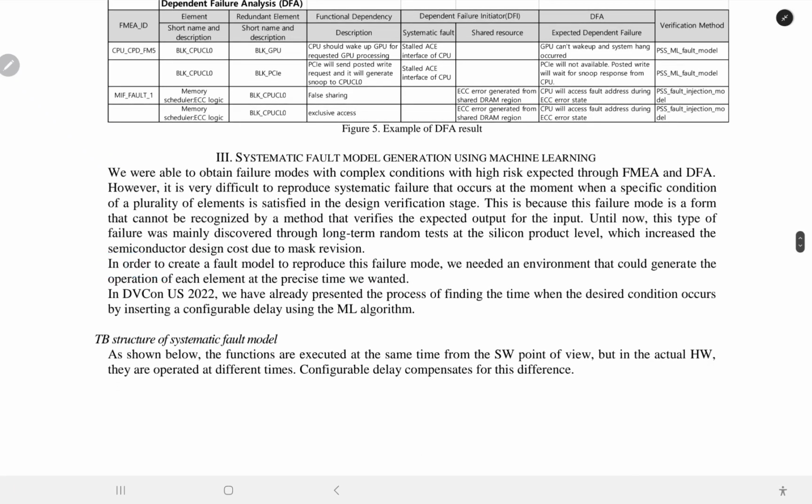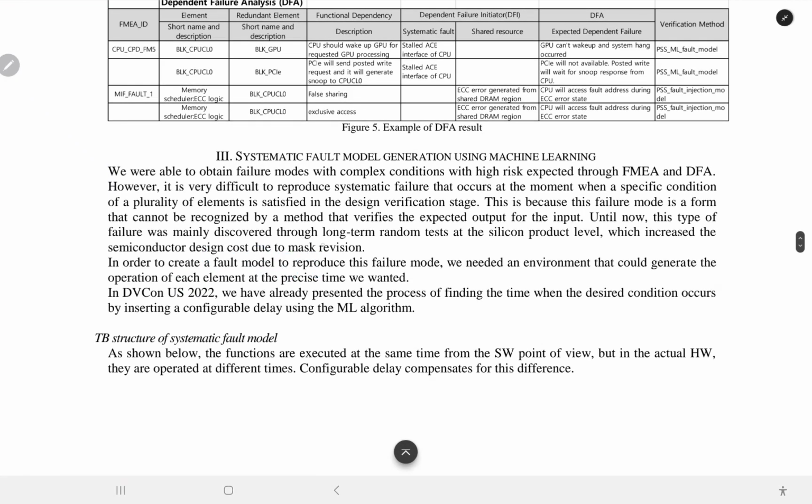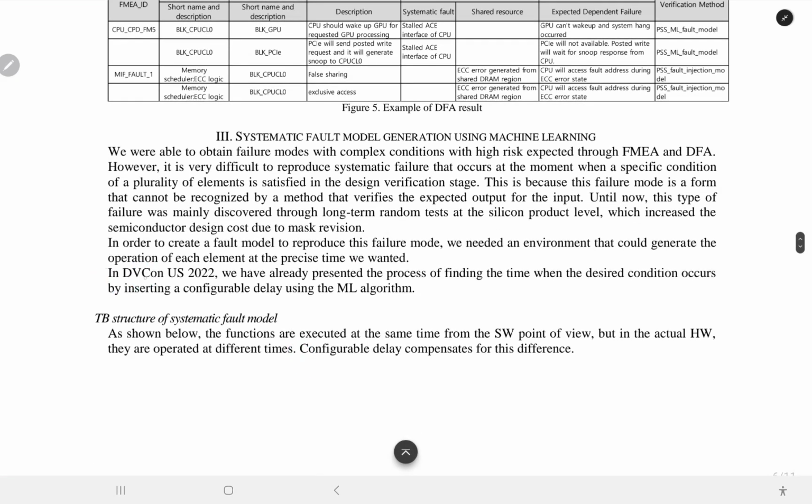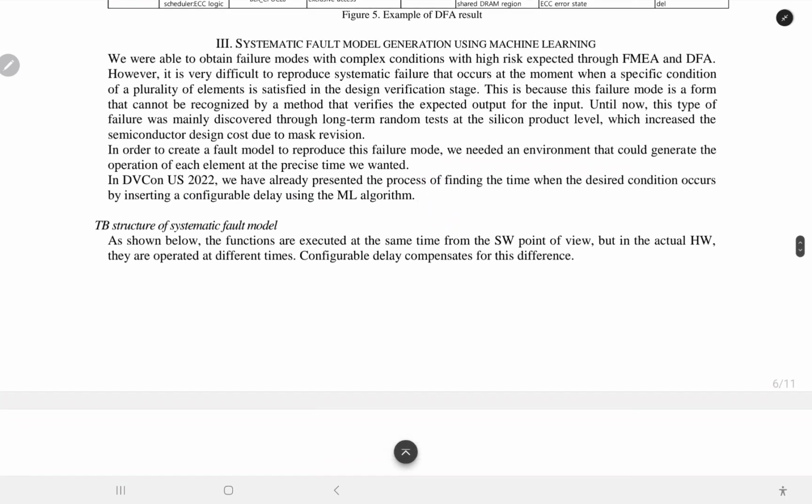In order to create a fault model to reproduce this failure mode, we needed an environment that could generate each operation of each element at the precise time we wanted. In DVCon US 2022, we already presented the process of finding the time when the desired condition occurs by inserting a configurable delay using the ML algorithm. The TB structure of a systematic fault model.